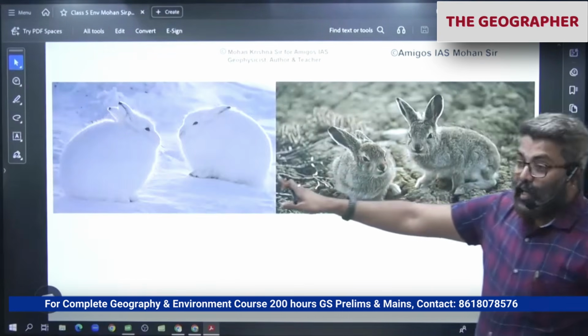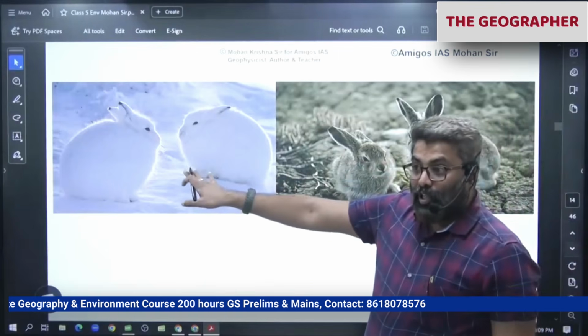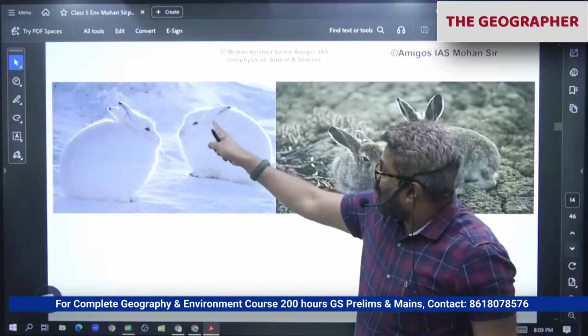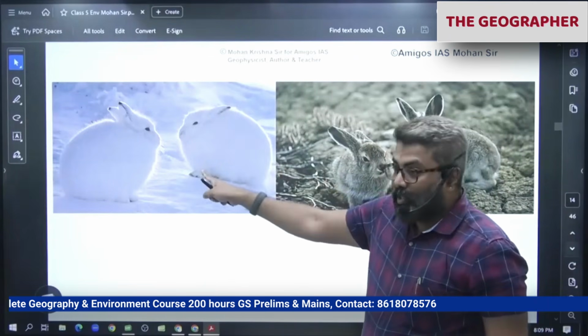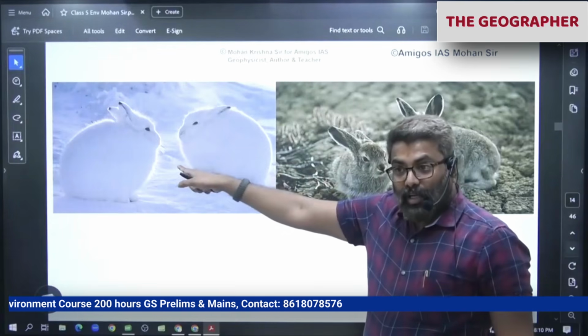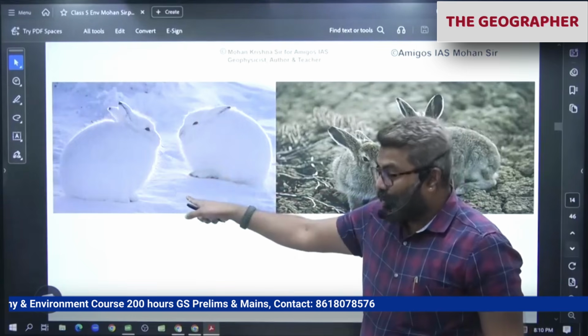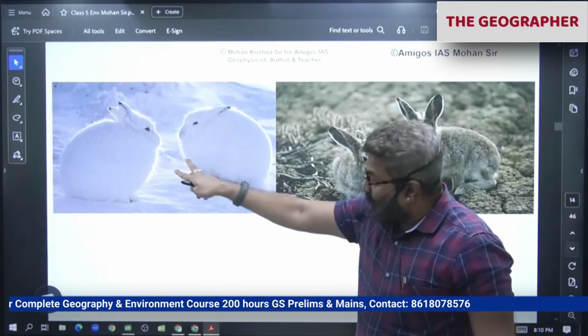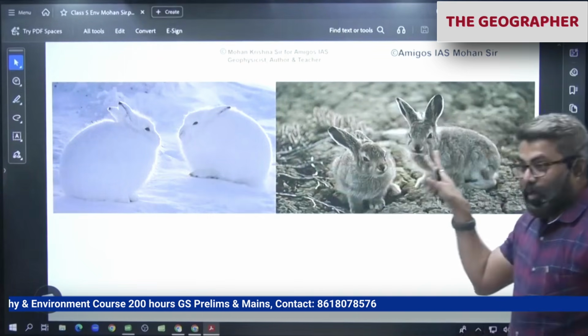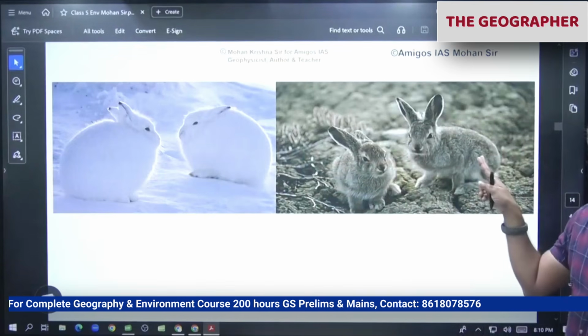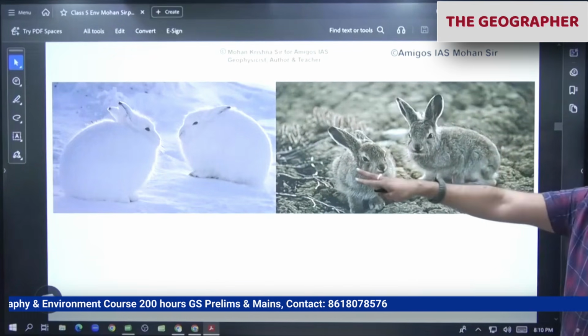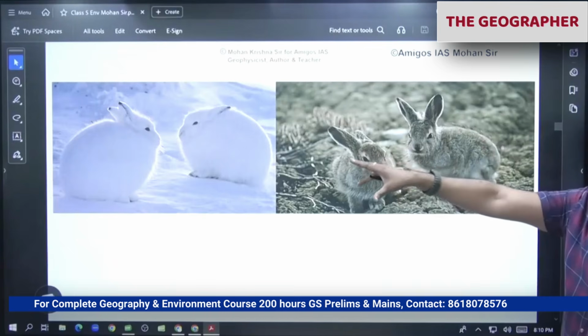You can notice this is the Arctic hare. It lives in the polar regions. You can see its ears and legs are so small. These Arctic hares, they'll be like this in winter, adapted to the snow, camouflage. The same two species I have taken the photo of, you notice them. This is in summer. A lot of cameras were set up in the Arctic region, Siberia.